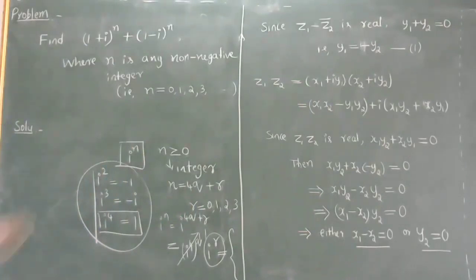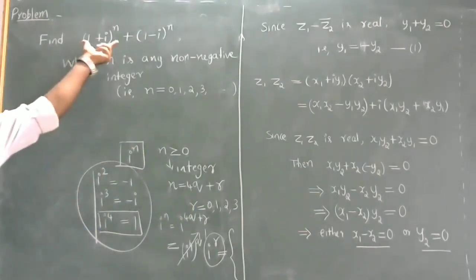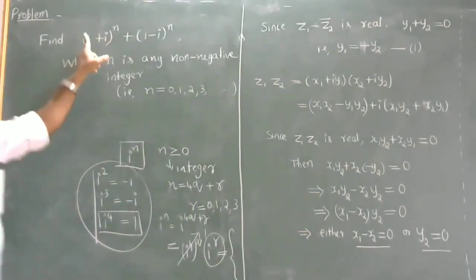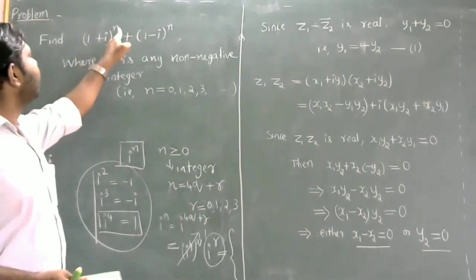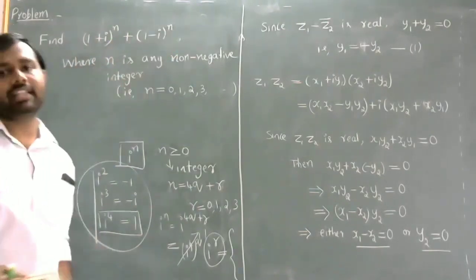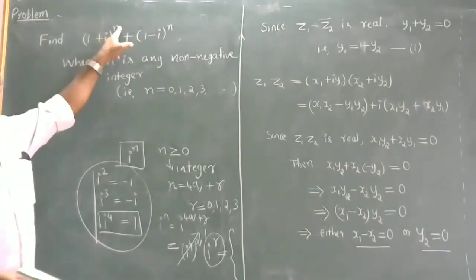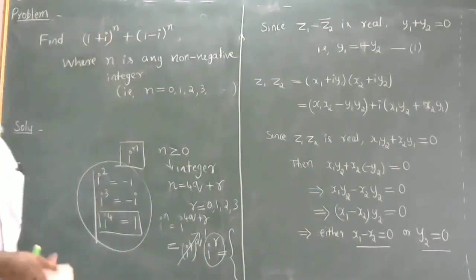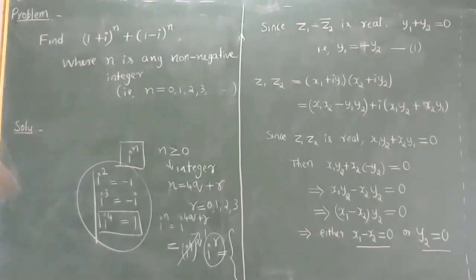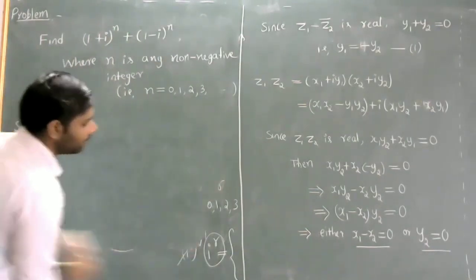So we will apply the same method to this problem also, wherein we have to evaluate (1 plus i) power n plus (1 minus i) power n. What we shall do is first calculate power 2, power 3, power 4, and we shall express any power n in terms of multiples of 4 and remainder.